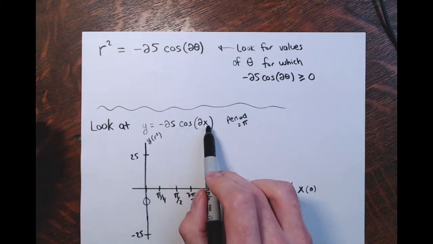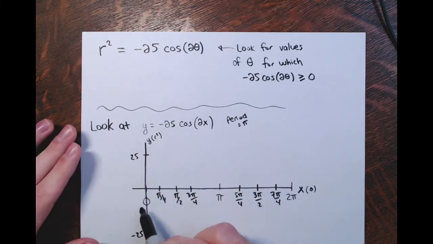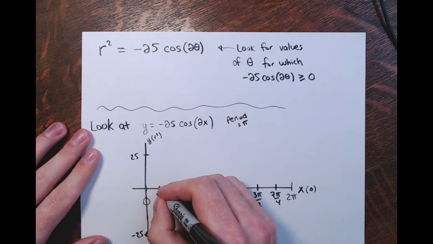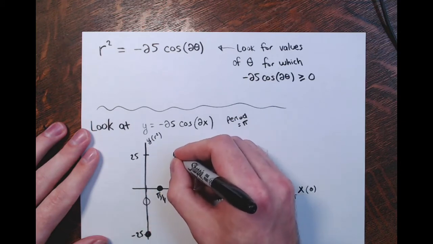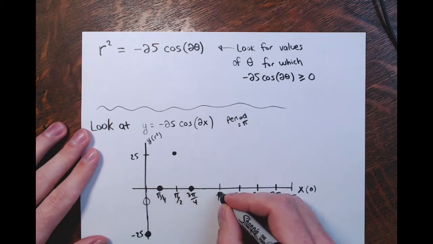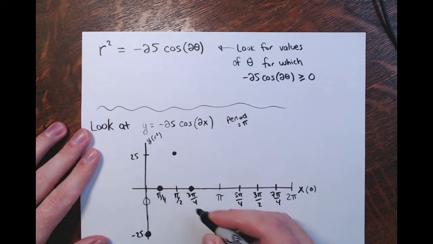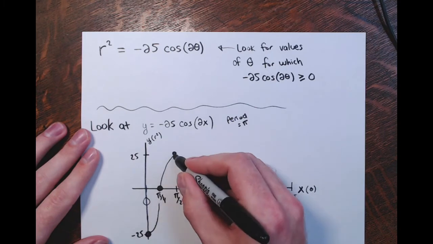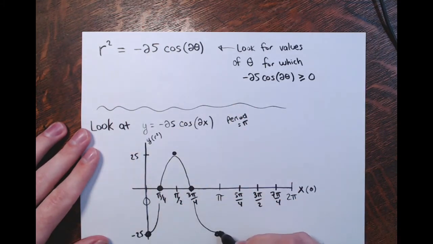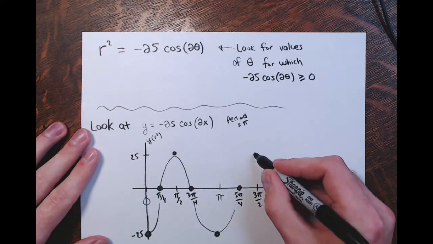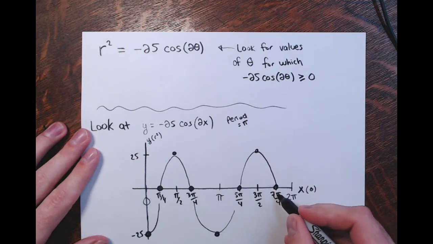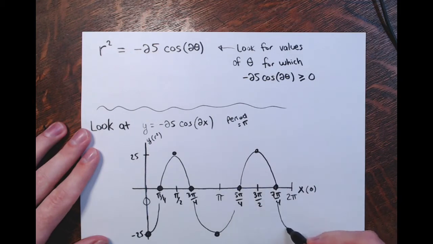And the cosine of 0 was 1, so my first output's -25. And then when I plug in pi over 4, I'll get 0. And when I plug in pi over 2, I'll get 25. And when I plug in 3 pi over 4, I'll get 0. And when I plug in pi, I'll get -25. And then this picture for r squared would repeat again. Right? So back here, 0 there, 25 there, 0 there, and -25 here.